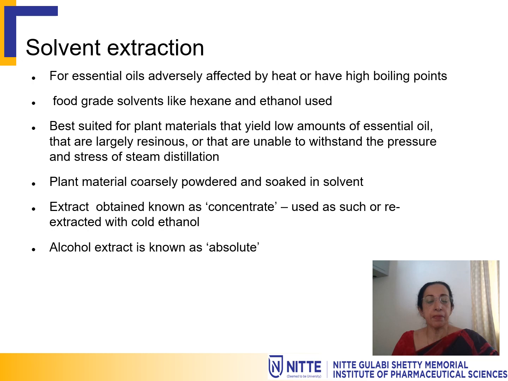For this purpose, the plant material is first coarsely powdered or broken down, then mixed with the solvent and allowed to soak for some time. The extract that is separated from the crude residue is known as the concentrate, in which the essential oil would have been dissolved. This concentrate is also known as absolute and is often used as a perfume base.